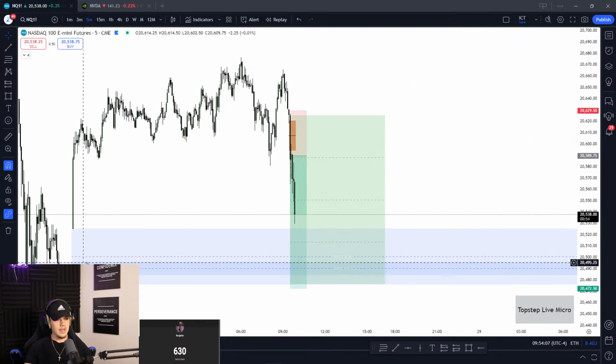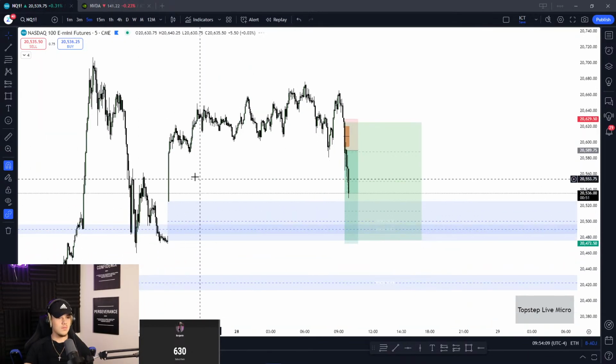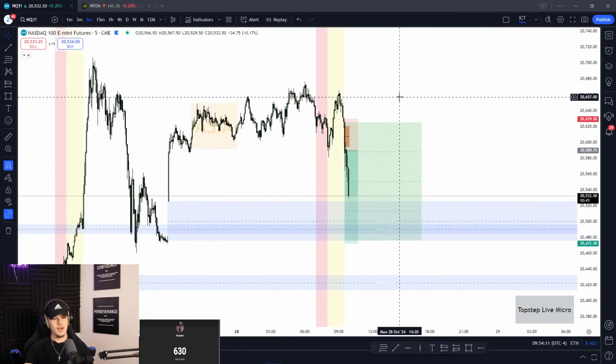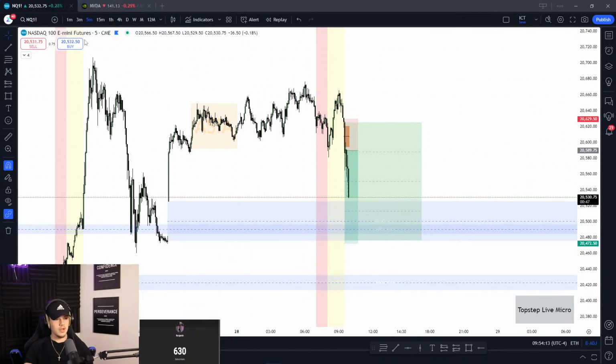Approaching that new week opening gap. That is where my eyes are. That is where price is going to draw. We could fill this out and then possibly trade up higher. I'm going to take a partial at consequent encroachment.